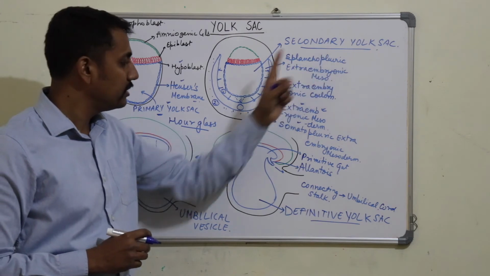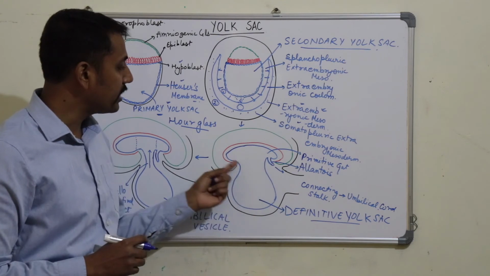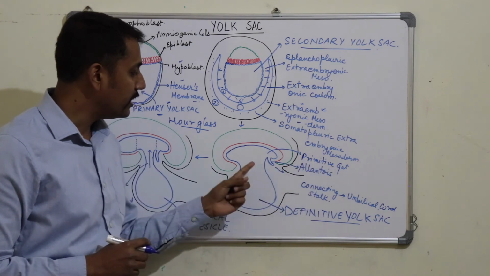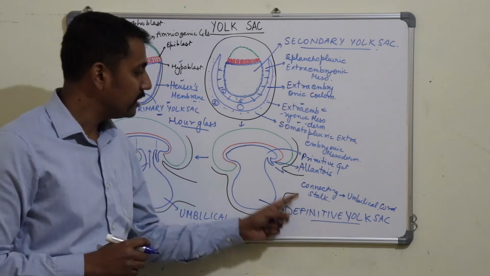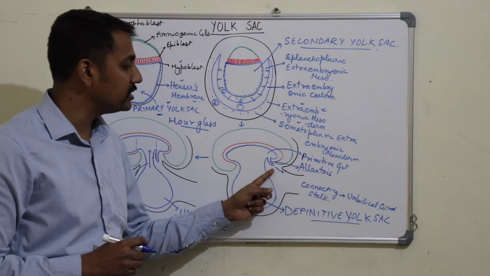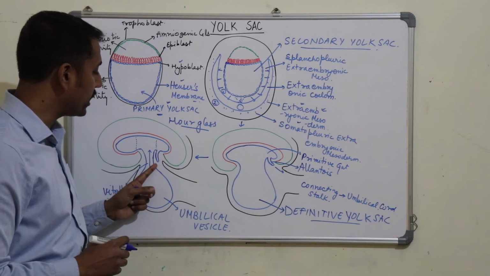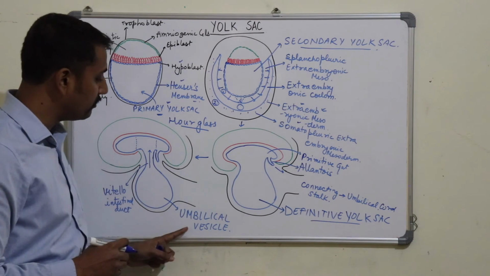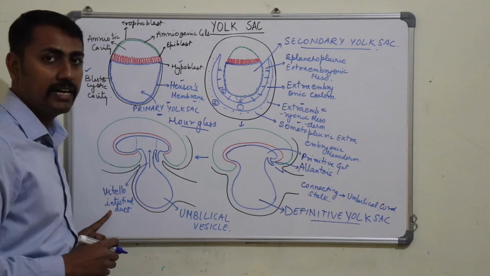yolk sac. Then, after the folding of the embryo, a part of the secondary yolk sac is included into the embryo, which will form the primitive gut, and the part which is lying outside the embryo will be known as the definitive yolk sac. A small part projects outside the embryo into the connecting stalk, which is known as the allantois. Now the definitive yolk sac will undergo hourglass-like contraction due to the more folding of the embryo, and form a small vesicle-like structure, which is known as umbilical vesicle, connected to the midgut by the vitellointestinal duct.